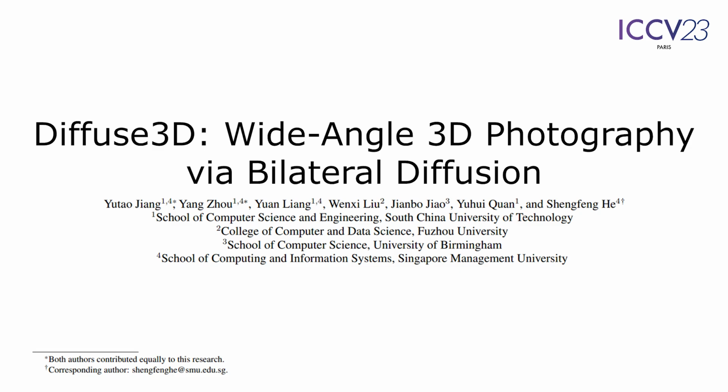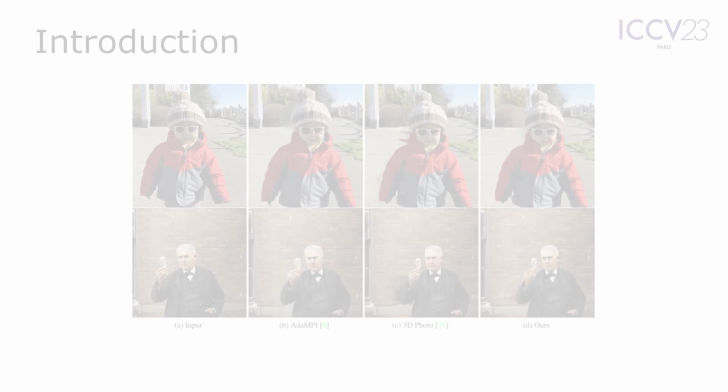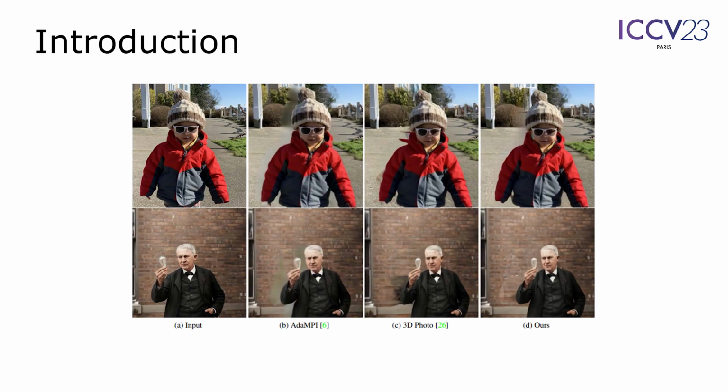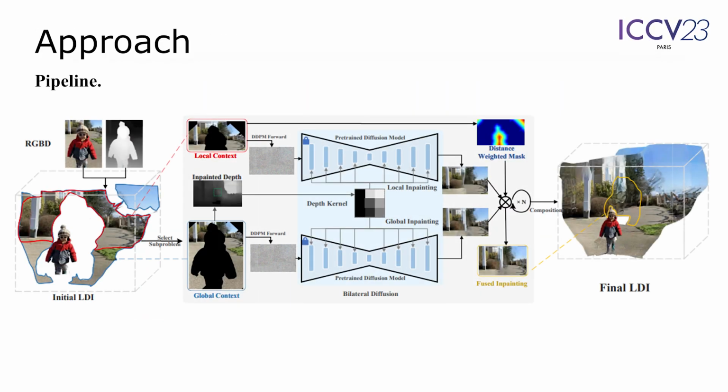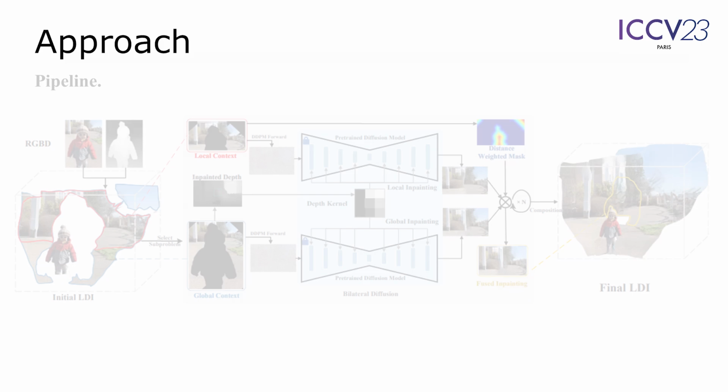Diffuse3D, wide-angle 3D photography via bilateral diffusion. We propose Diffuse3D, which employs a pre-trained diffusion model for global synthesis, while amending the model to activate depth-aware inference. We inject depth information into the denoising convolution operation with bilateral kernels. On the other hand, we propose a global local balancing approach to maximize both contextual understandings. Next, I will introduce them separately.